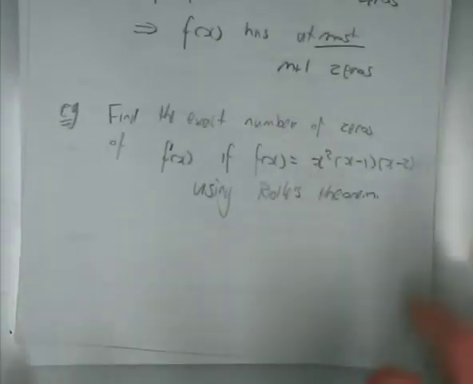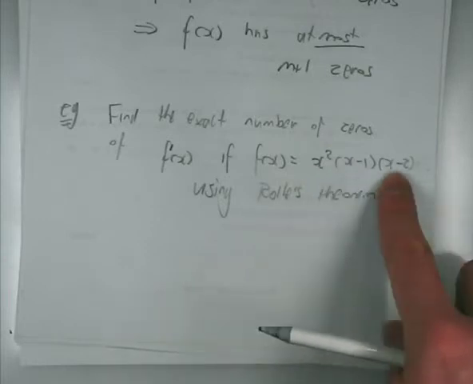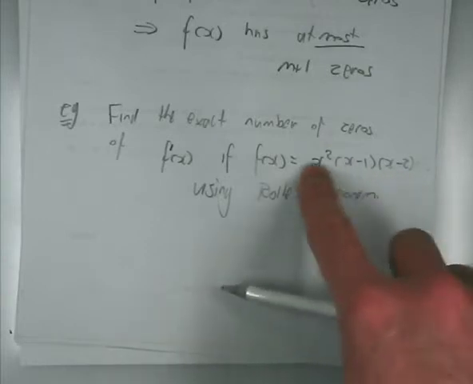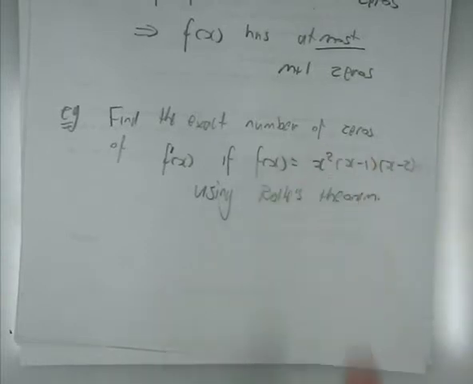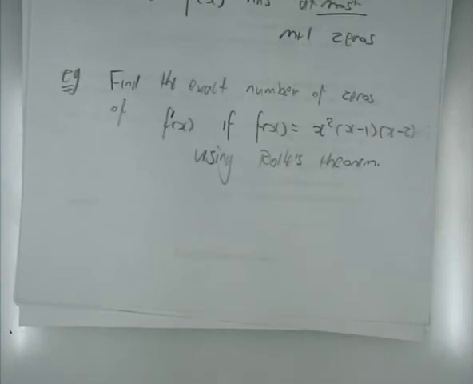And this f is a polynomial of degree 4. If I expand that out, I get an x to the 4 there. So that means that the derivative must be a polynomial of degree 3, because when I differentiate, I'll get 4x cubed, or whatever it is. So all of those things work together.